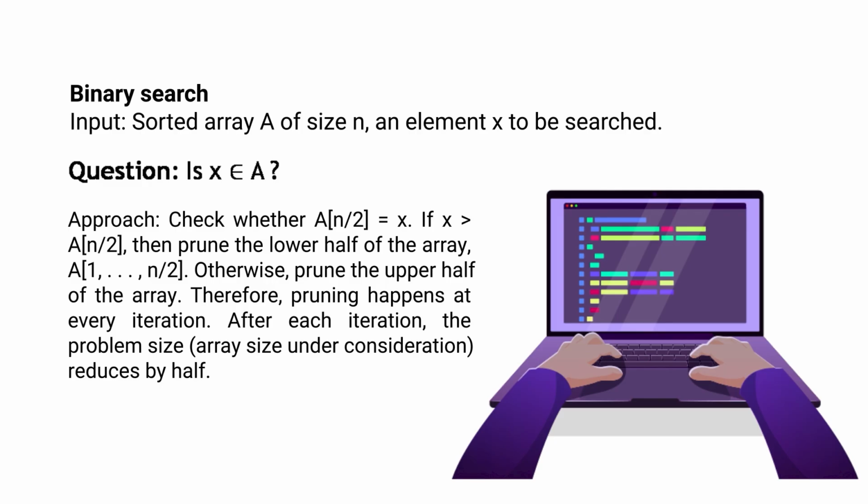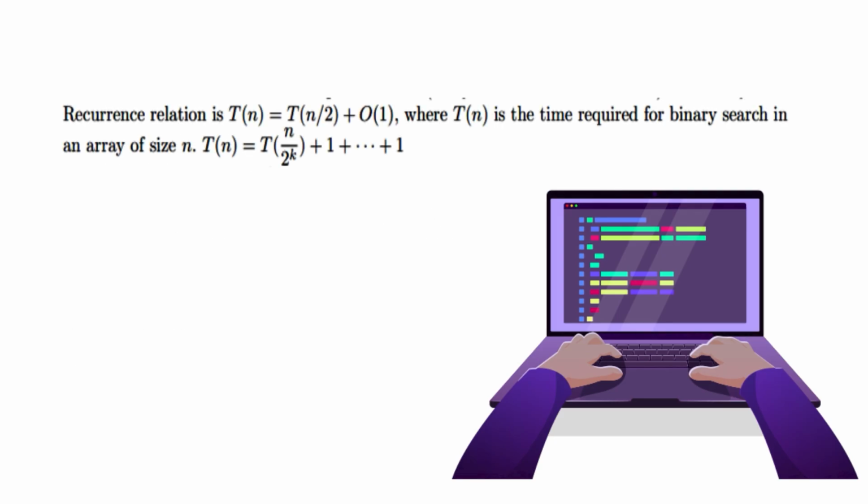Therefore, the pruning process happens at every iteration, and after each iteration the problem size, that is the array size under consideration, is reduced by half. That means earlier the problem size is n, and in the next iteration the problem size is n by 2, and again in the next iteration the problem size is n by 2 square, that is n by 4. Similarly, we can reduce the problem size up to 1 unit. So, what will be the recurrence relation for the binary search? That is T(n) = T(n/2) + O(1). O(1) means the last step, okay. Where T(n) is the time required for binary search in an array of size n, okay.